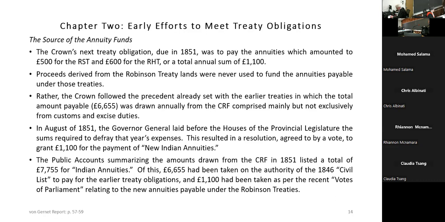And that same amount was considered obligatory and at the same time predictable. And also distinguishable from that 6,655 payable under the pre-1850 treaties. So the bottom line here is that the Robinson treaties were handled in the exact same way as the pre-1850 treaties were, and hence were administered in the books the same way.